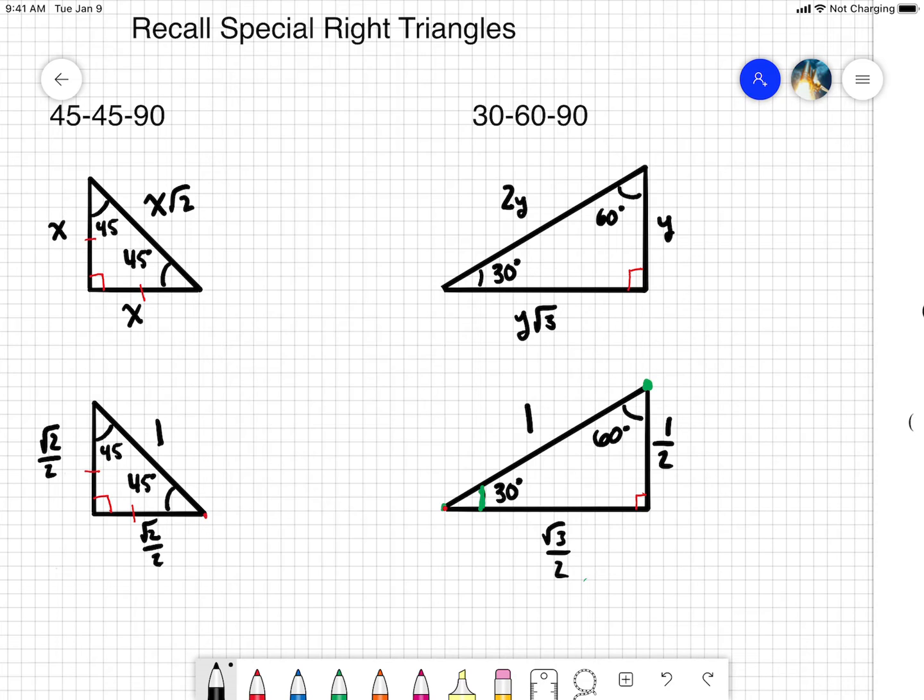hypotenuse. For 30, 60, 90, the side opposite the 30 degrees is always the smallest, so we just call it y. Right? Then we found by reflecting this and creating an equilateral triangle, right, that my hypotenuse would be 2y, and my middle side or my other leg would be y rad 3.